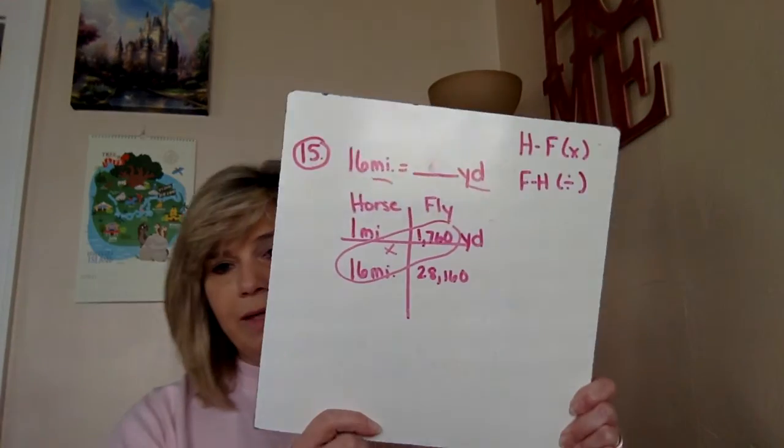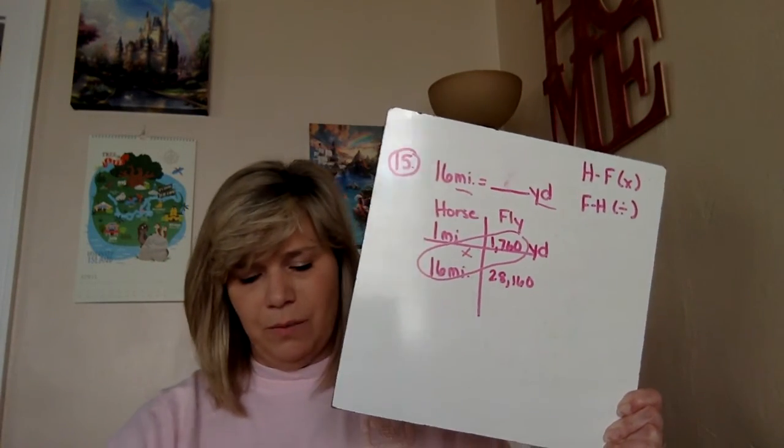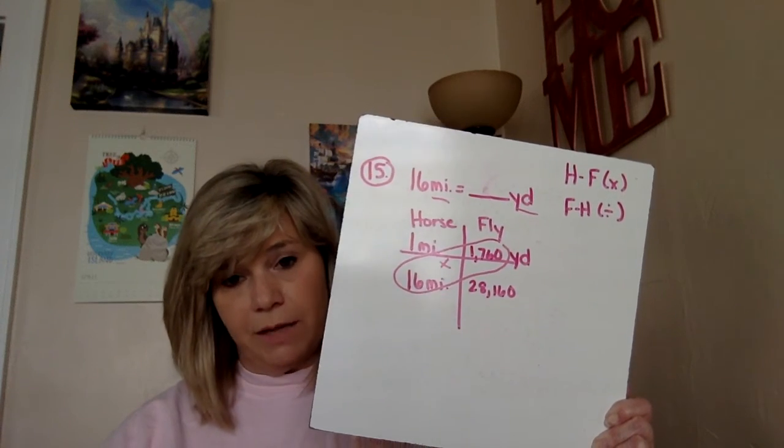So here we go. 1,760 times 16 equals. Give you a second to do that, and as always, I'm going to put it right back in my calculator and double check it again. Okay, you should have gotten 28,160 yards. If you're saying, what? Multiply again and just double check, make sure you put your digits in there correctly. So 16 miles is equal to 28,160 yards, okay?